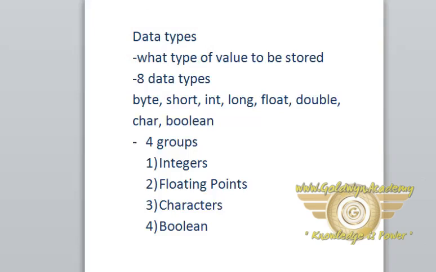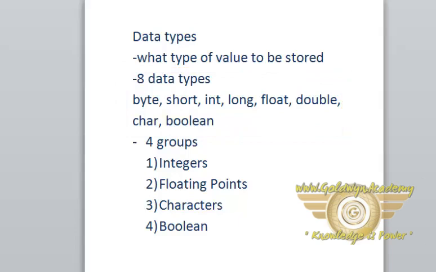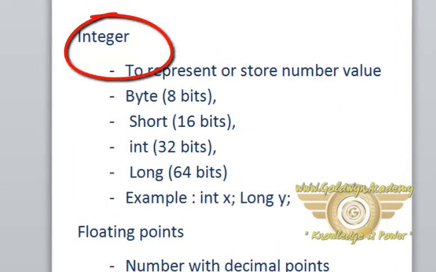There are 8 data types in Java: byte, short, int, long, float, double, char, and boolean. These data types can be divided into 4 groups: integers, floating points, characters, and boolean. First, integer, to represent or store number values. It contains 4 data types: byte, short, int, and long.